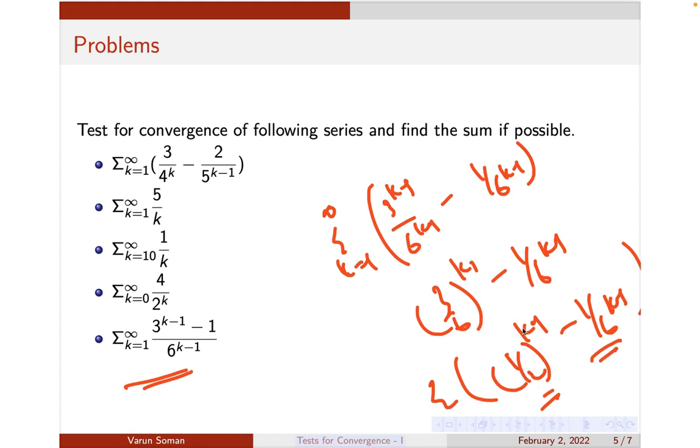So you know the sum of this is a by 1 minus r. Again, this is a by 1 minus r. Please try to do it yourself and find the sum here. I hope it is clear. So these are some simple examples related to this.